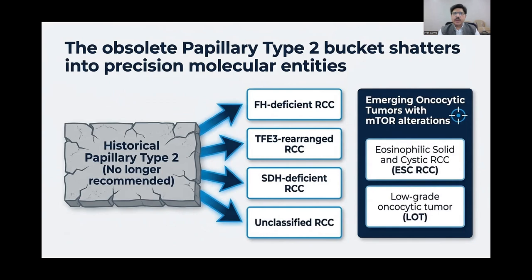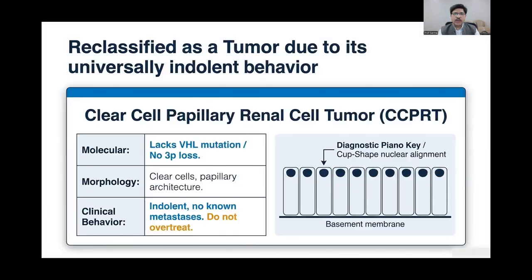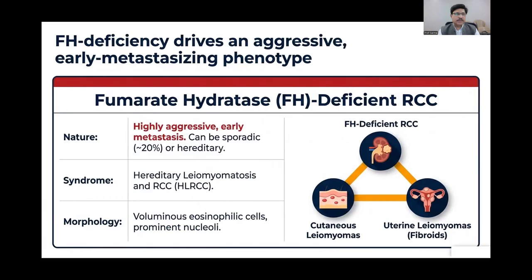FH deficiency. What is FH deficiency? Fumarate hydratase deficiency. You would have studied these things in biochemistry in the Krebs cycle. Fumarate is hydrated and we require a hydratase. If that is deficient, you see the biology. A Krebs cycle enzyme deficiency is a cause for renal cell carcinoma.